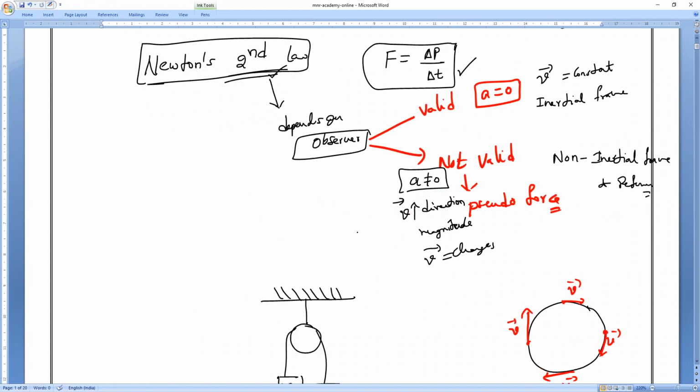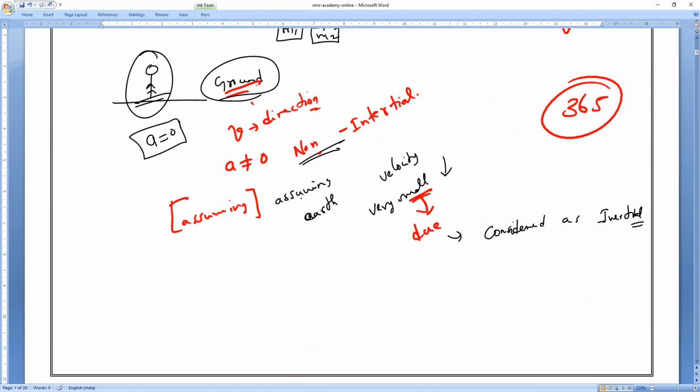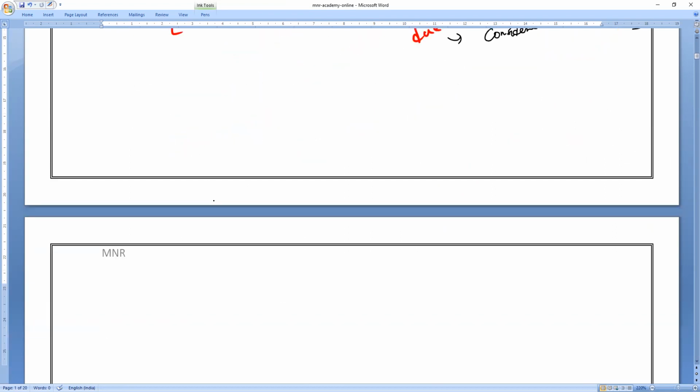So when Newton's laws are true, that is what we should observe. Always keep in mind, Newton's laws are true only if the acceleration of the observer is zero, which means his velocity remains constant. Then only Newton's laws are applicable. If not, then let us see what this pseudo force is.